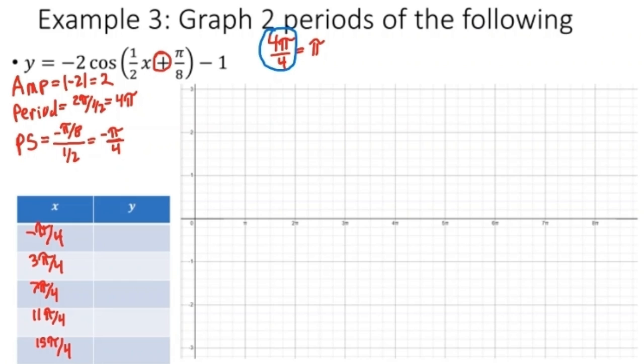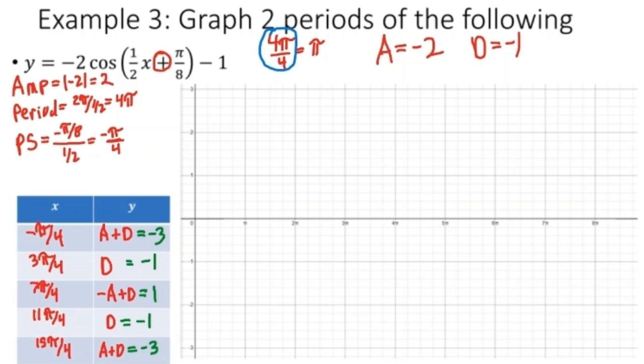So our key points are located at negative pi over 4, 3 pi over 4, 7 pi over 4, 11 pi over 4, and 15 pi over 4. To figure out the y values, we can take each x value and plug it into our function, or we can use the pattern of the key functions from the fact that we're using cosine. And our pattern for cosine is a plus d, d, negative a plus d, d, a plus d. In this variation, a is negative 2, d is negative 1. So using these values, we get negative 3, negative 1, 1, negative 1, and negative 3 as our y values.